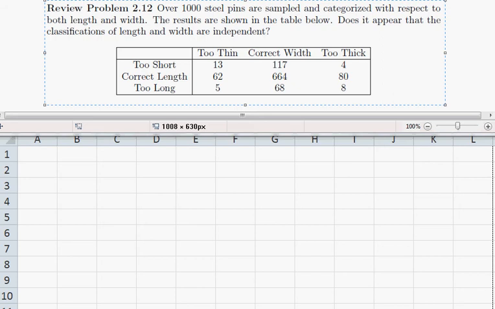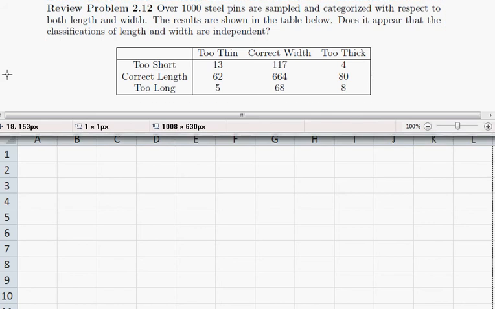Let's now talk about a chi-squared test for the independence of two attributes. We have over 1,000 data collected concerning the width and the length of various pins that are constructed. Some of them are too long, some are too short, some are too wide, some are too thin, and some are correct. Does it appear that these classifications are independent or not? This is an application of the chi-squared test.